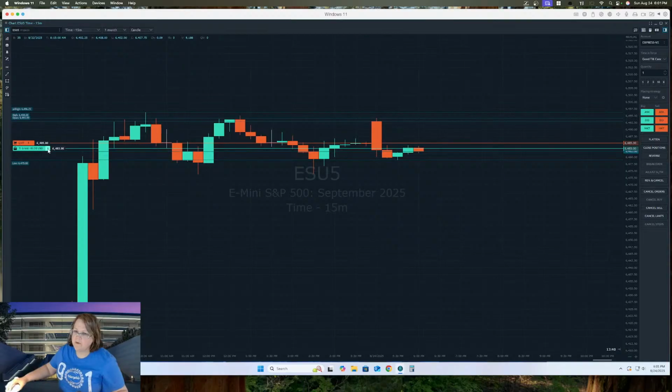Well, that's what I was afraid was going to happen. Shit. This should just be a little bit of a gap fill, fair value gap fill. Let's just see what happens here.